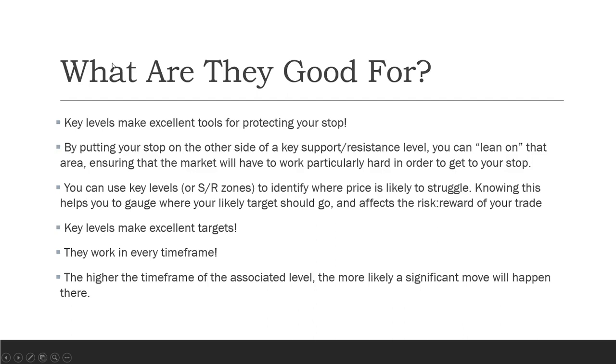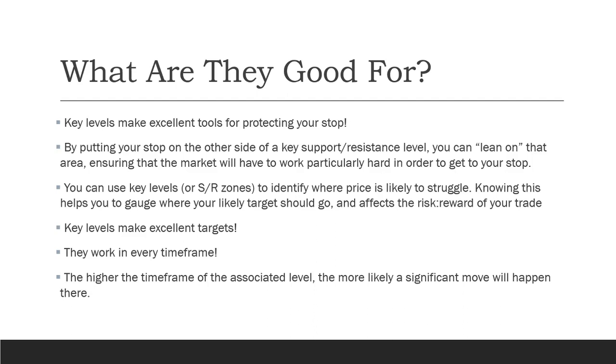So what are they good for? For one, they're really good at protecting your stop, because price doesn't typically want to break through them very easily. It's a great place to put your stop on the other side of a key level, because price is going to have a much harder time getting your stop that way. By putting your stop on the other side of a key support or resistance level, you can lean on that area, ensuring that the market will have to work particularly hard in order to get your stop.